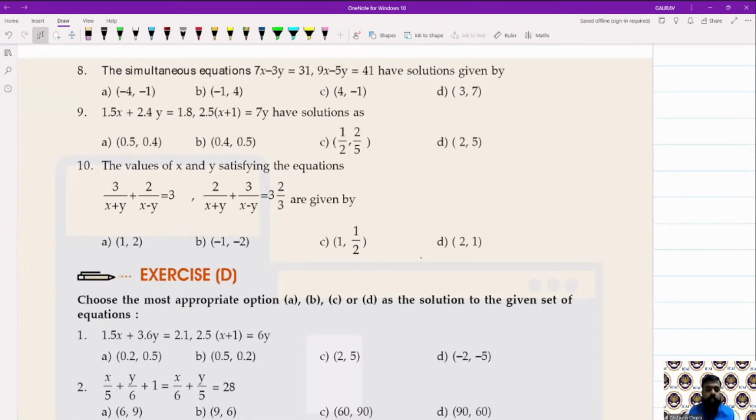Then eighth one, the simultaneous equations have solutions given by. Eighth one is also very easy. Just put the option and get the answer. Yes, so most of you have given the answer B for question number 7. Now let's try question number 8.